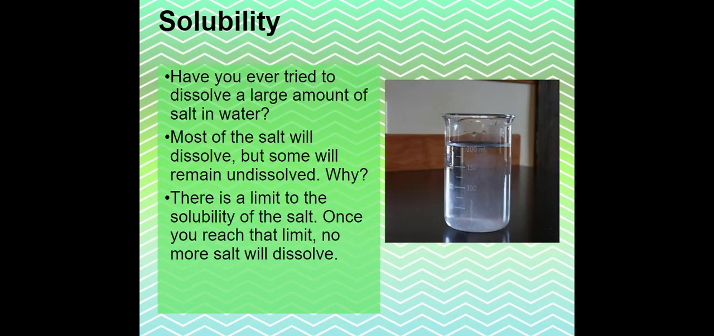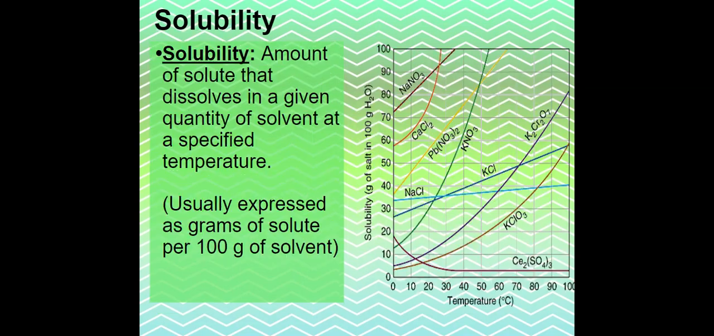One last thing that I want to talk about here is solubility. Solubility is discussing how well something will dissolve. There's something called a solubility limit. Once you go over that limit, no more of the substance will dissolve. So there is a solubility limit, and that's what this graph shows here. This graph is showing you what the solubility limits of each of these substances are at different temperatures.